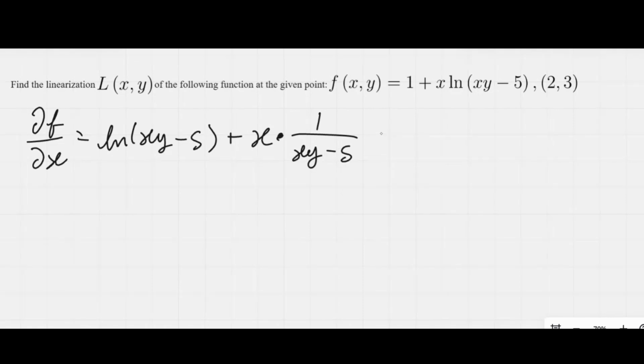And we also have to use the chain rule here. So the derivative of negative 5 is going to be 0, and the derivative of xy treating y as a constant is going to be y.